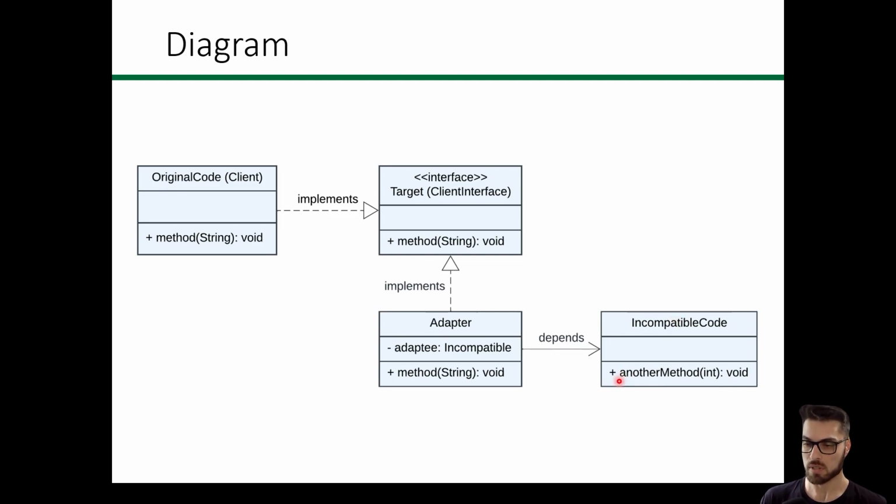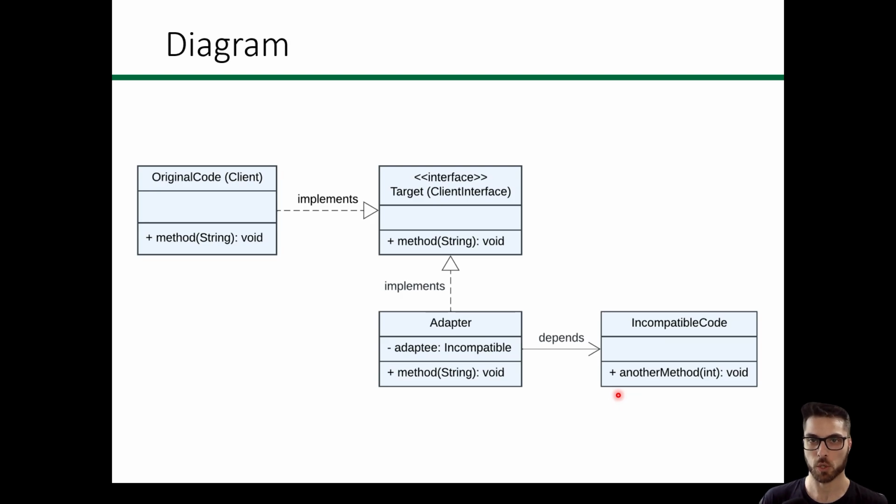Incompatible code uses another method that takes an int, while our system uses the target interface, which defines the method with one argument string. So they are not compatible. How can we make them compatible? You create an adapter. This one is the one that acts as the converter or translator. So our adapter wraps the incompatible code as a reference here, and in our method, since it implements the interface, in this method, we provide the conversion steps necessary to make our code seamlessly integrate with the incompatible code.